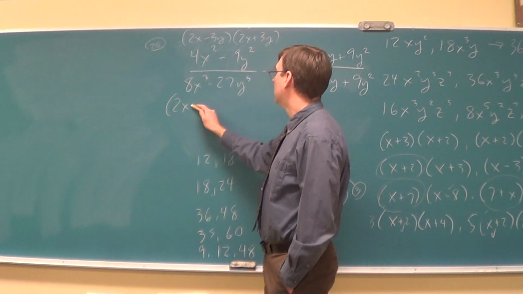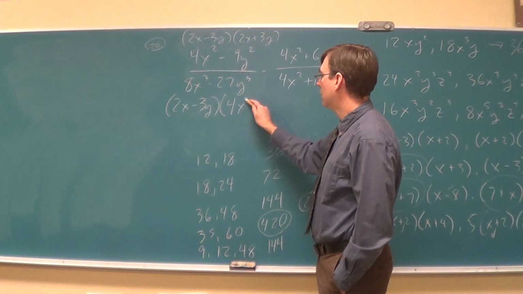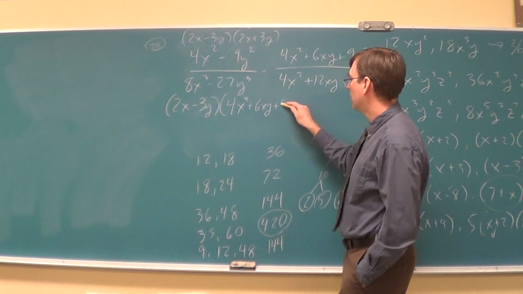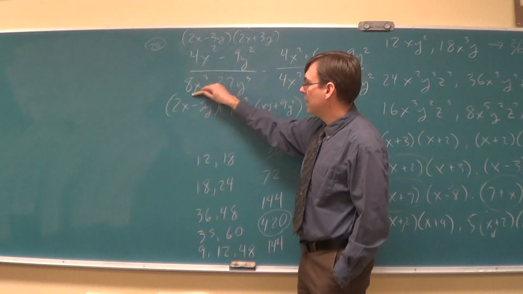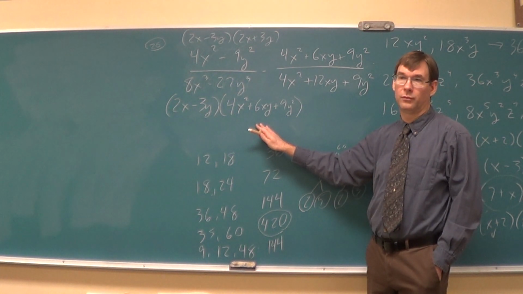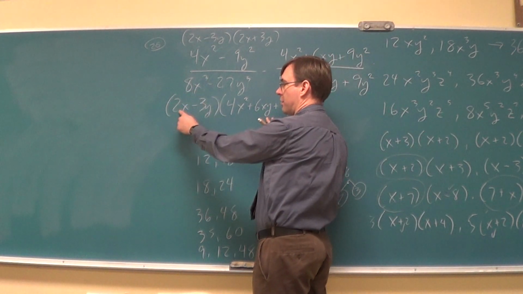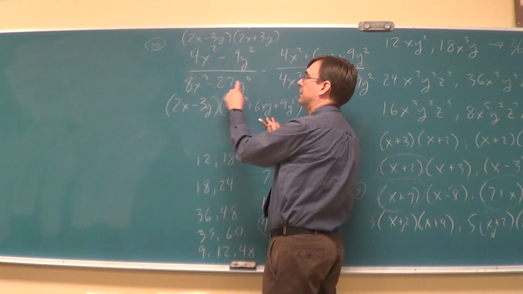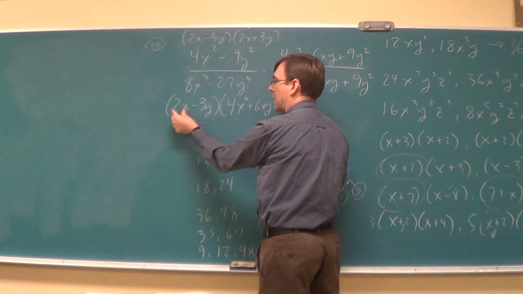2x minus 3y. Yep. And then 4x squared plus 6xy plus 9y squared. That's a cube. Does anybody need a little bit of detailed help on how to factor a cube? So we're going to cube root that number, divide by 3. Copy the sign. Cube root the number again, divide by 3 again.